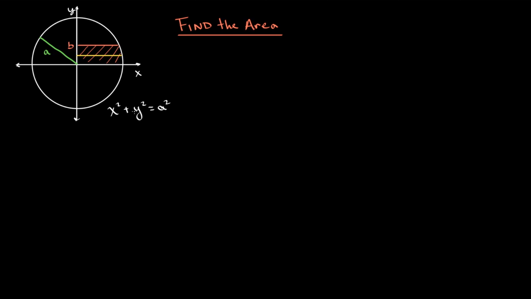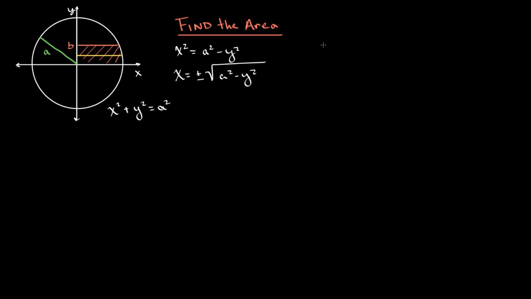And now we need to get this equation of our circle in terms of y. So we're going to have x squared is equal to a squared minus y squared. And then taking the square root of both sides, we have x is equal to plus or minus the square root of a squared minus y squared. And now we can construct our definite integral.